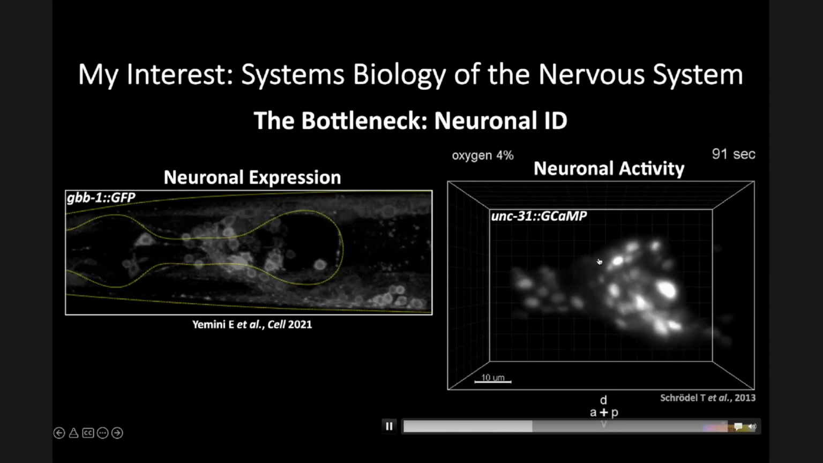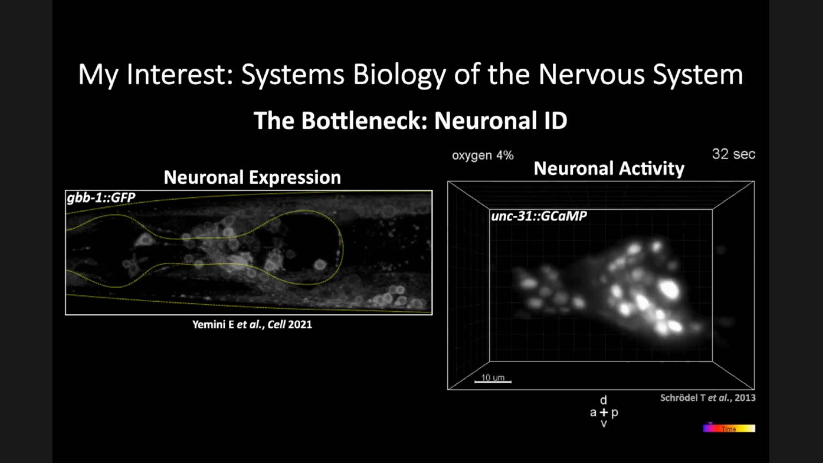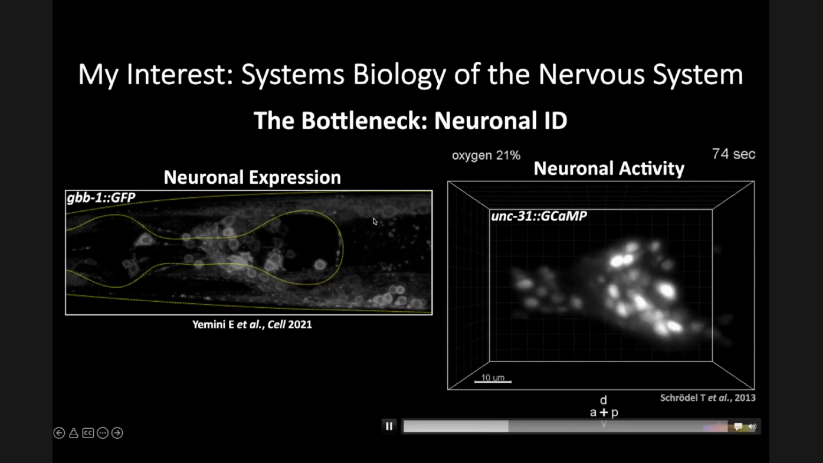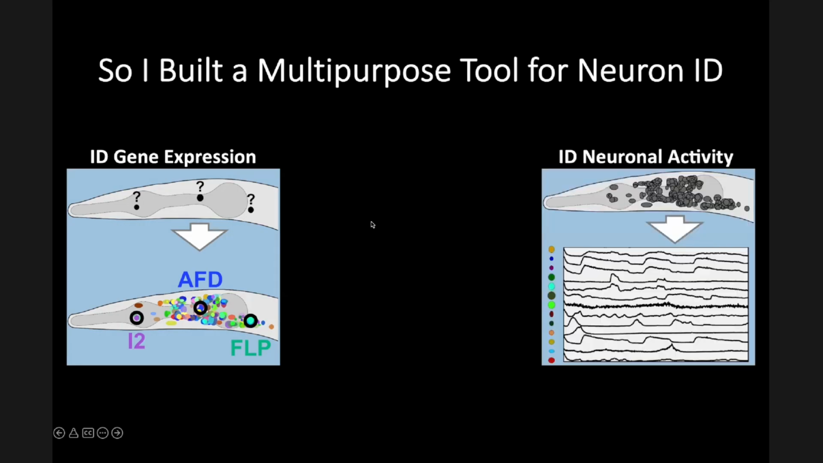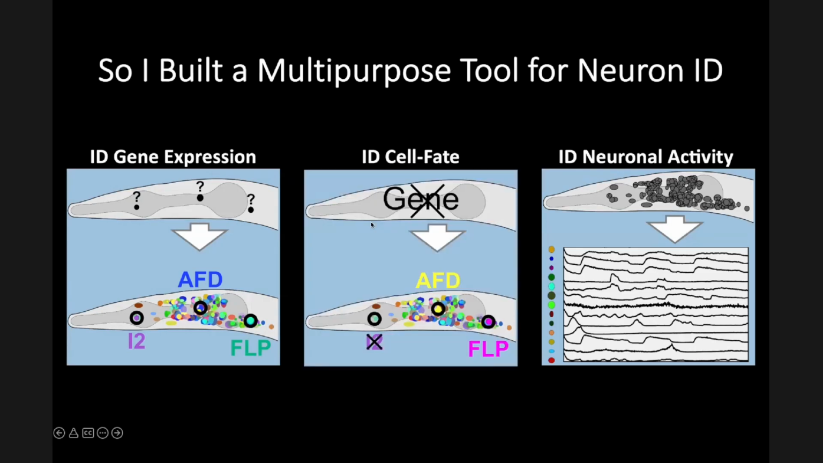So we don't know the roles of individual neurons in the activities you see here, which ultimately leads to behavior. And we don't understand how they then communicate together to output that behavior. But if we had the identity of these neurons, then we'd be able to fill in a lot of the details of how this nervous system operates. And so what I did is I built a multi-purpose tool for neuronal ID, one that would allow me to identify the gene expression you just saw there in the head of the worm, the neuronal activity that you also just saw in the previous slide, and even identify cell fate characteristics. And I'll get back to that, and that'll all make sense as I proceed through the talk.